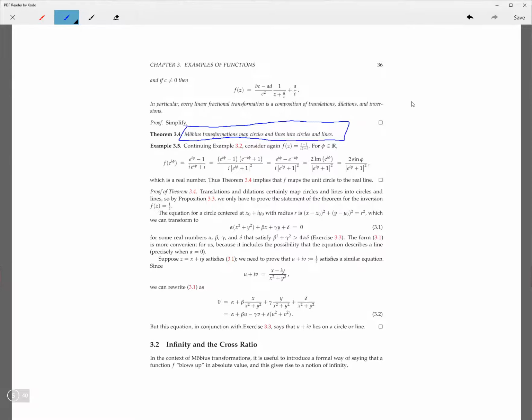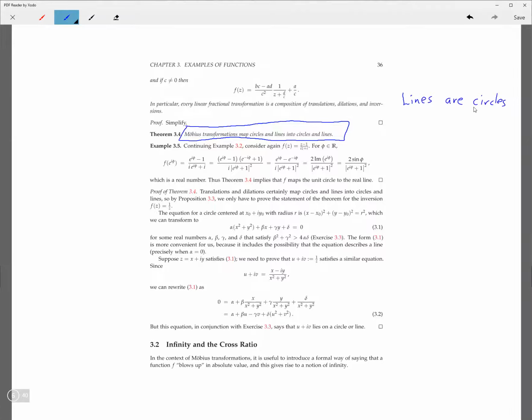Also, you can think of it, a lot of mathematicians think this way. They think, okay, lines are circles.